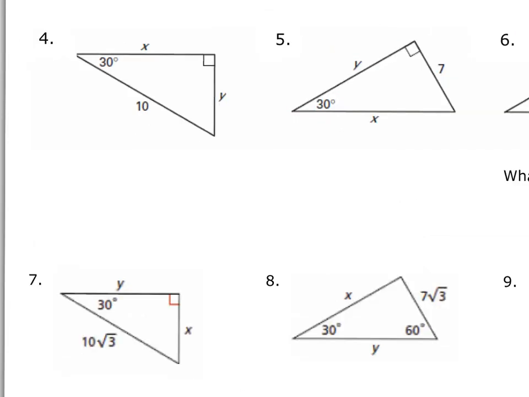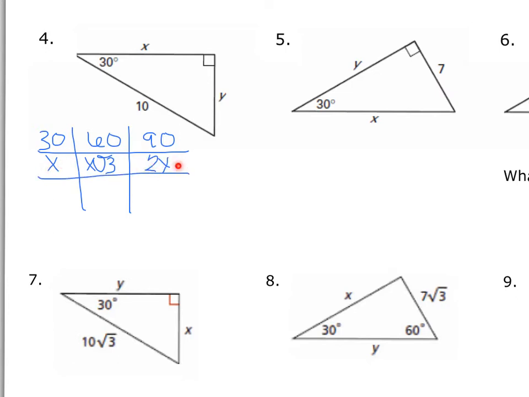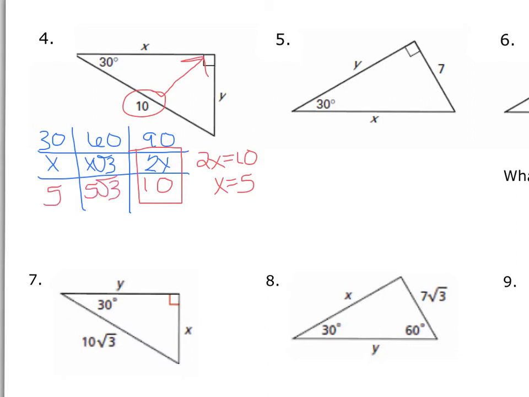All right, number 4, I'll do the chart. So I'll kind of go back and forth so you can pick which one you like to do. So here we go. This is x, x square root of 3, and 2x. Now remember again, this information is on the star chart, so you don't have to worry about memorizing it. You can always look at the star chart to find the pattern. All right, so what did they give you here? I see a 10. It's across from the 90, so they gave us the hypotenuse again. So I'm going to box, circle, what they gave me. So 2x is equal to 10, which means x must be 5. So wherever in my table I see an x, I'm going to put a 5. So the short leg is 5, and the long leg is 5 square root of 3.